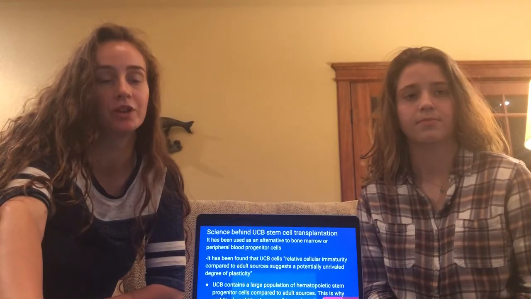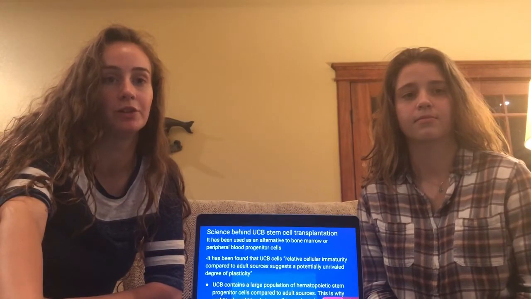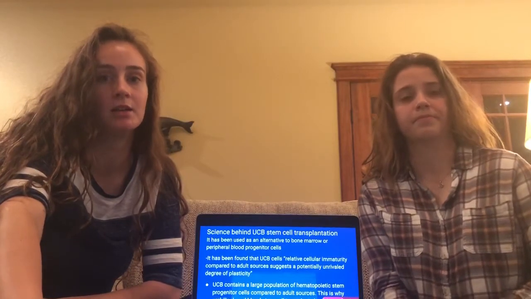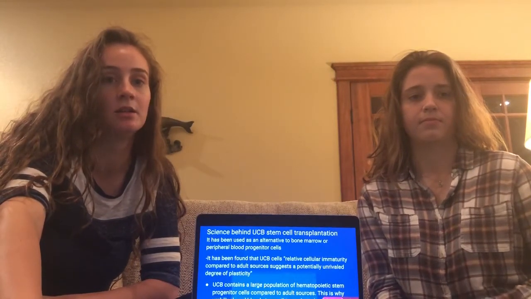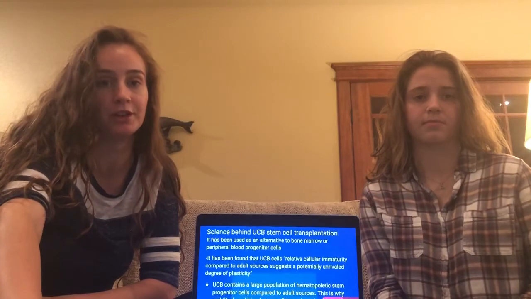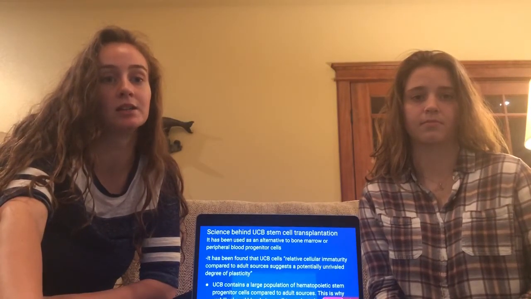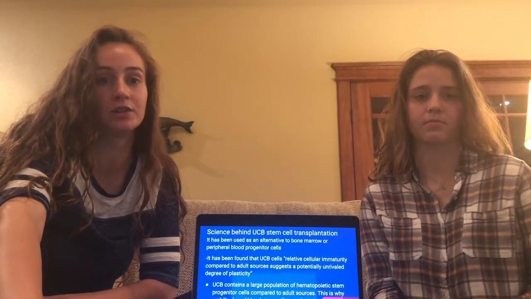The science behind UCB stem cell transplantation has been used as an alternative to bone marrow or peripheral blood progenitor cells. It has been found that UCB cells' relative cellular immaturity compared to adult sources suggests a potentially unrivaled degree of plasticity, according to Butler and Menitov from the Journal of Assisted Reproduction and Genetics. What they mean by this is that with primitive umbilical cord stem cells, the adaptability far exceeds that of bone marrow and progenitor cells.